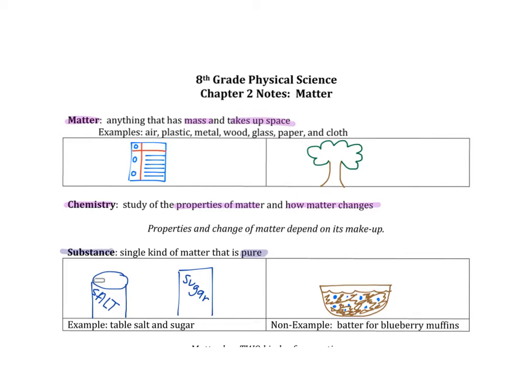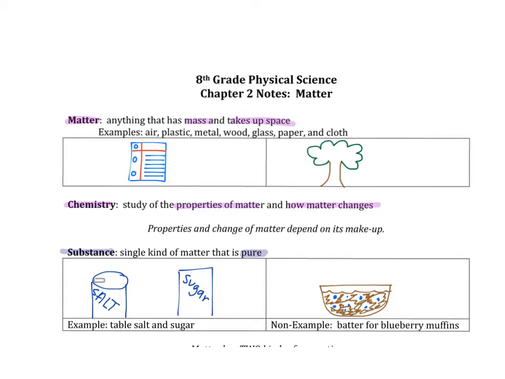So what I've done here is I've drawn a picture of lined paper and a picture of a tree to remind me that these are examples of things that have mass and take up space, which are the two qualities that make something matter.